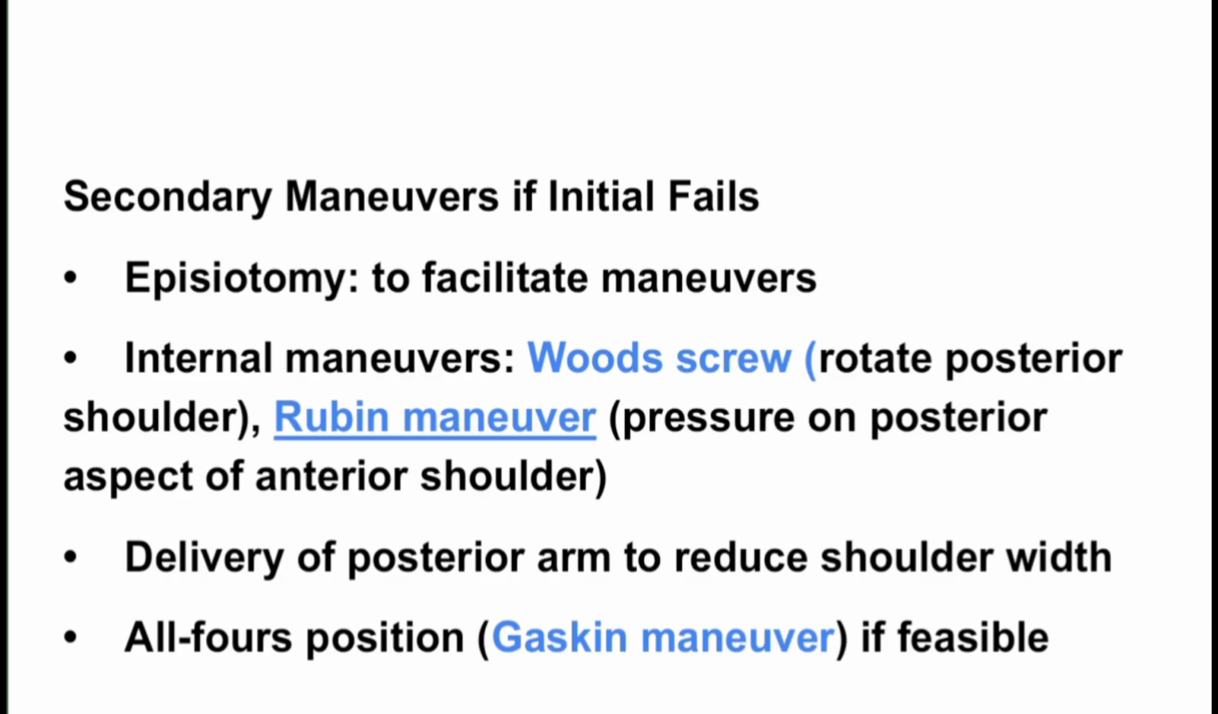Then we can move to the external maneuver, such as the Rubin 1 maneuver, where we apply pressure on the posterior aspect of the anterior shoulder using the heel of our hand or fist. Okay, so with that being said, the aim of doing all these maneuvers is just to deliver the posterior arm and reduce the shoulder width.